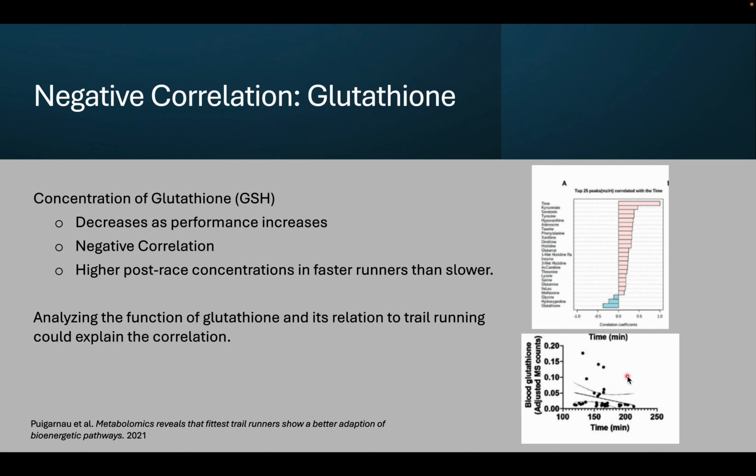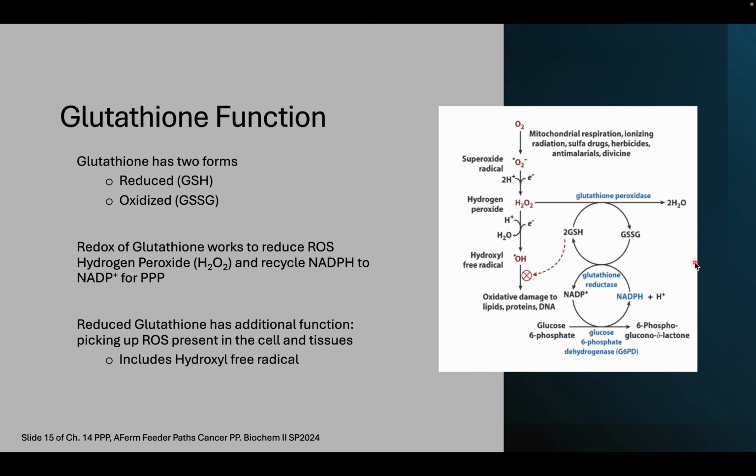Now this is seen in the graph right down here. You can see that as time increased, or as performance increased, you ended up having lower glutathione levels than compared to right here or up here. So this was your negative correlation. And by analyzing the function of glutathione and how it relates to trail running, we can explain this negative correlation. So first, the function of glutathione.